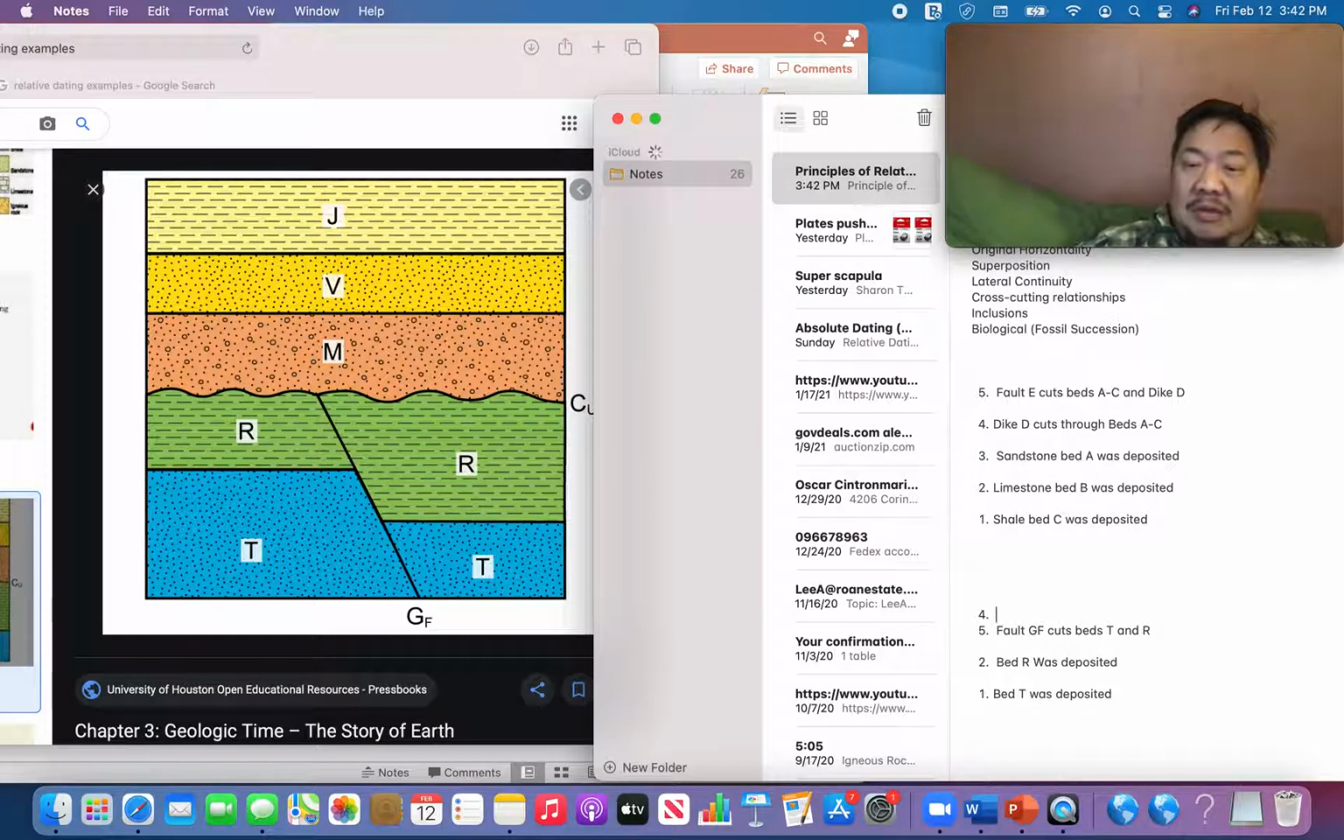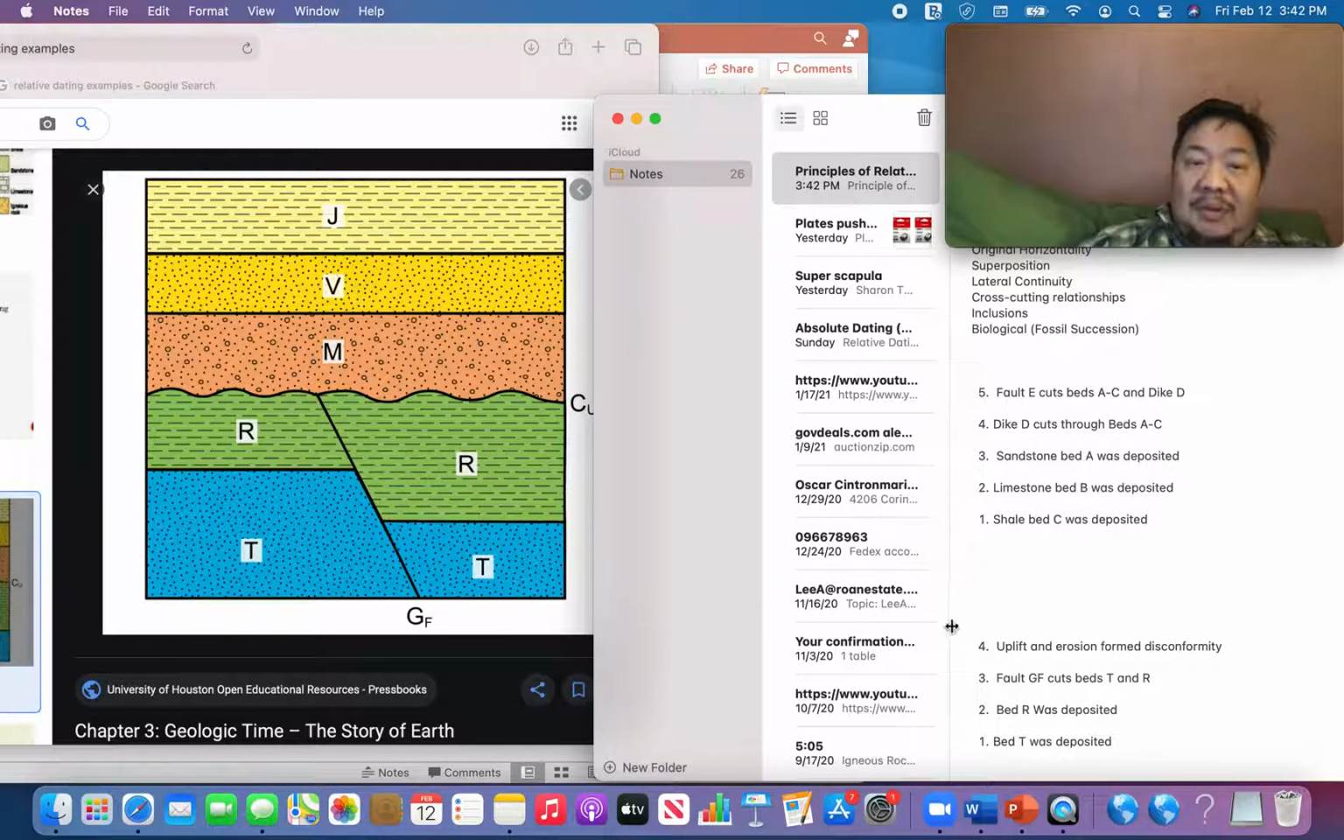What do you think happened next? What do you think happened next? Uplift and erosion formed a what? Disconformity. Then what happened? Bed M was deposited. Then what happened? Bed V was deposited.